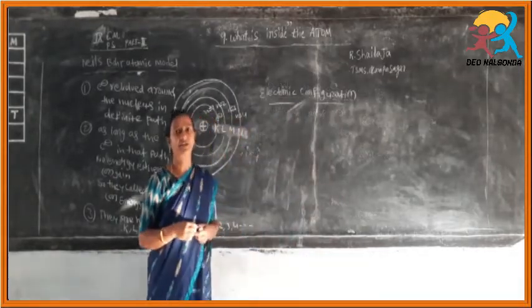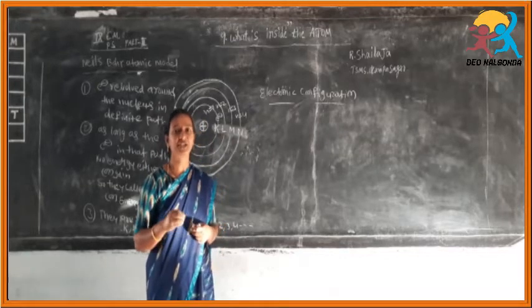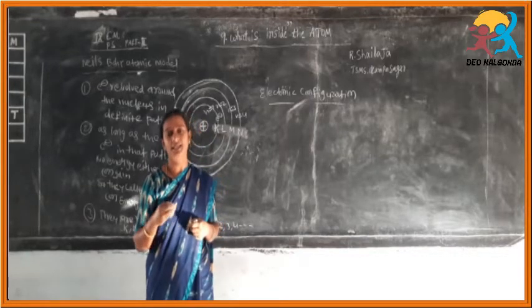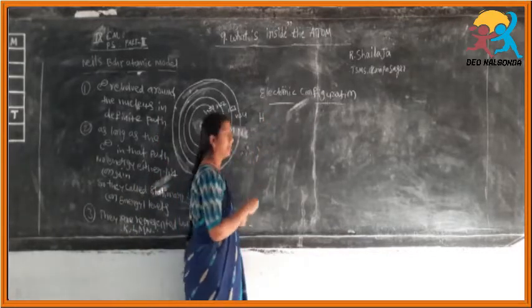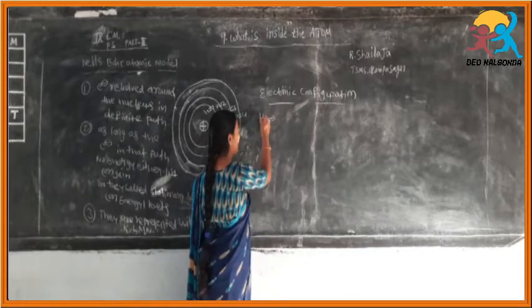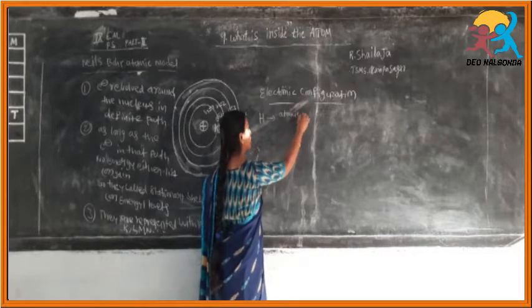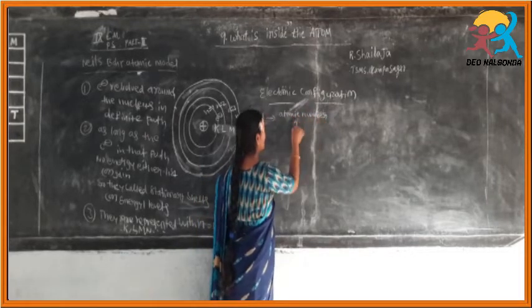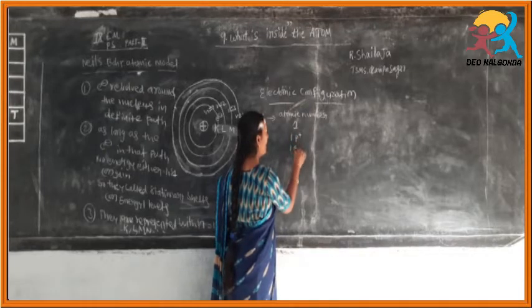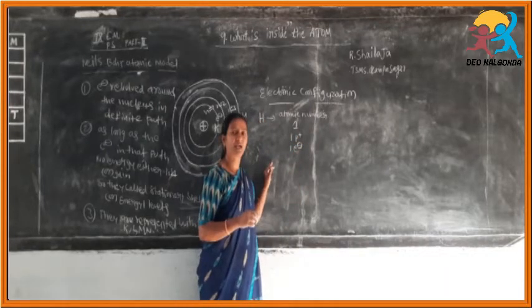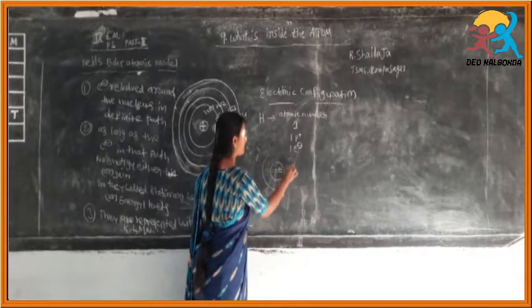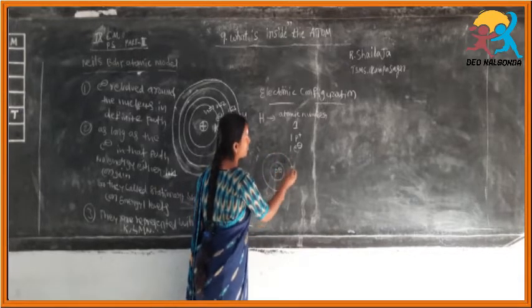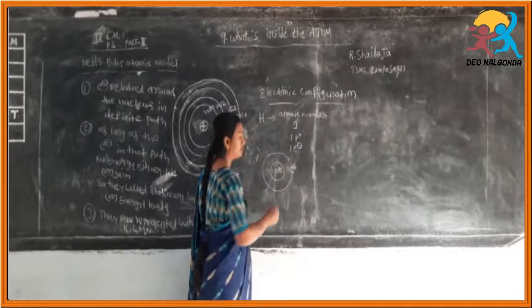Next, electronic configuration. What is electronic configuration? It means the arrangement of electrons in the shells. For example, hydrogen: its atomic number is 1. It has one proton and one electron. That proton is settled at the center of the atom. In the first shell, one electron is present, just like that.